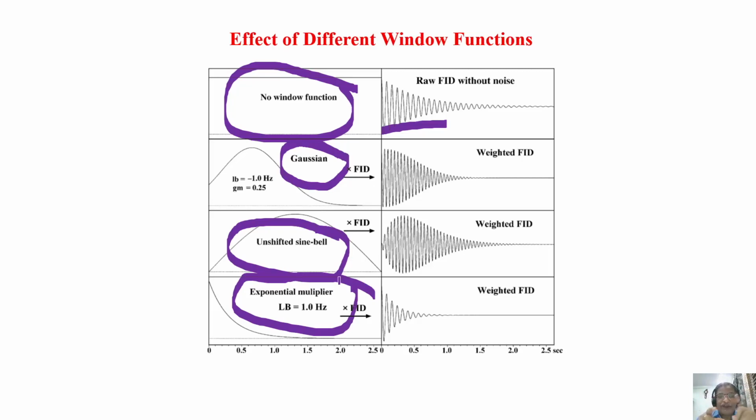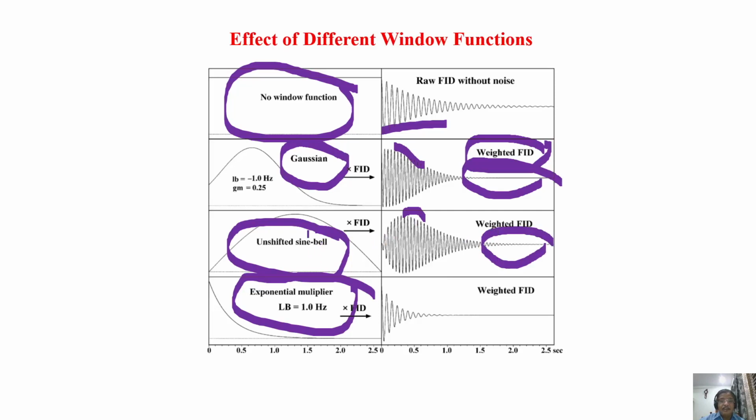Okay, I have no time to discuss each and every one of them. It will take an enormous amount of time. But I'm showing you the effect of multiplication of each of them on the raw free induction decay, how the FID gets affected. Look at this one. This is a Gaussian. Now the signal part here is increased, you reduce the noise here. Here the signal part is more in the shifted sine wave, whereas here in the unshifted sine wave, the noise component is quite a bit reduced, but the signal is also decaying.